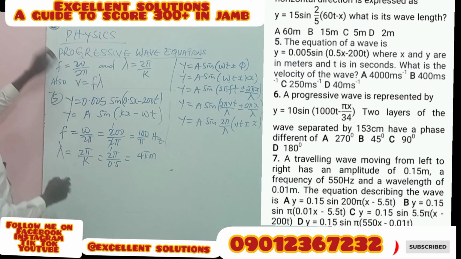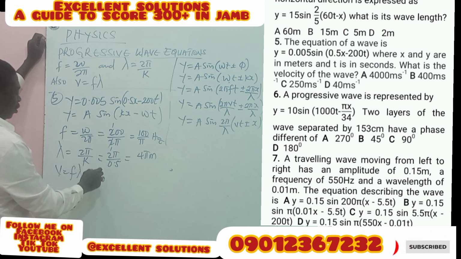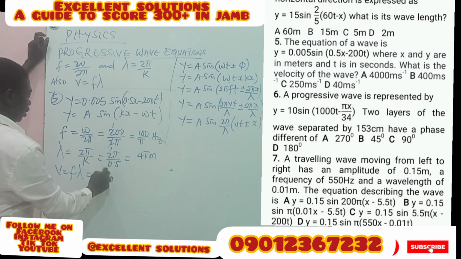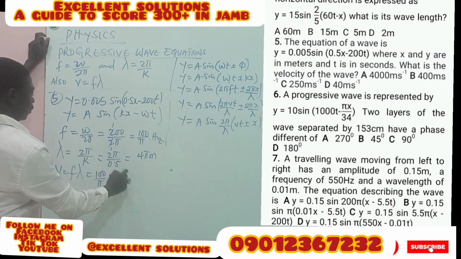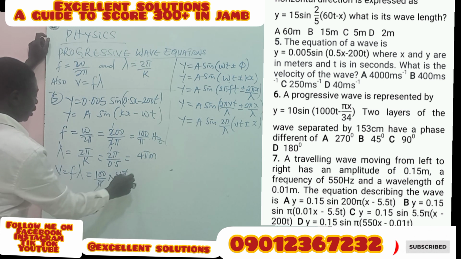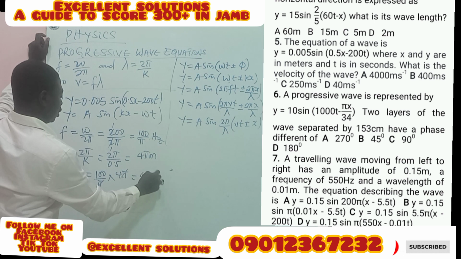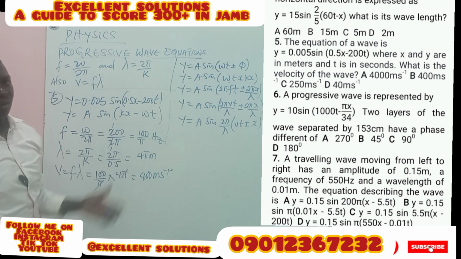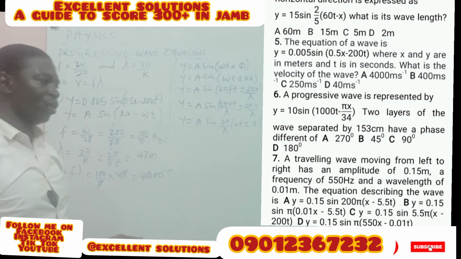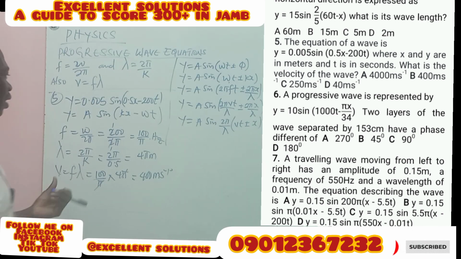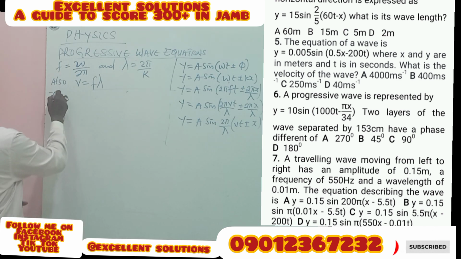And the velocity, v, is equal to f lambda. So this now becomes, our f is 100 upon pi, times the wavelength, lambda, which is 4 pi. Pi cancels pi, and this now becomes 100 times 4, which is 400 meters per second. So if you understand this concept as we are solving, the progressive wave equation will become easier to solve for you. So the next question is question 6.